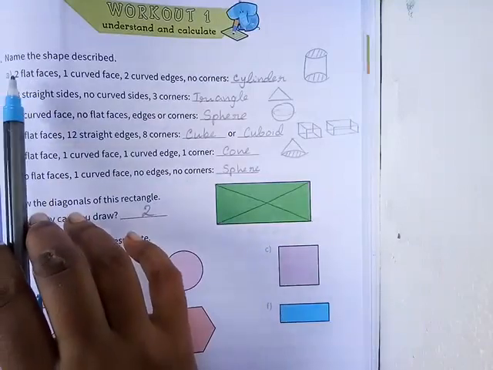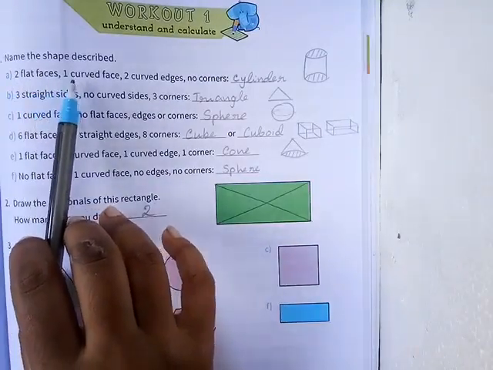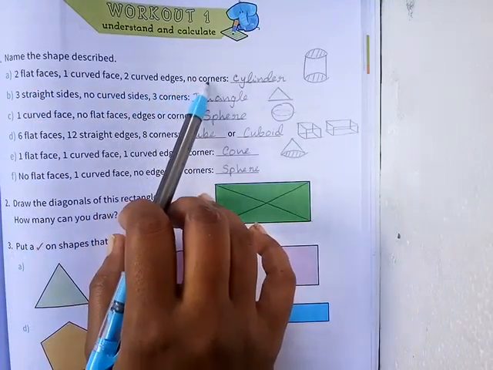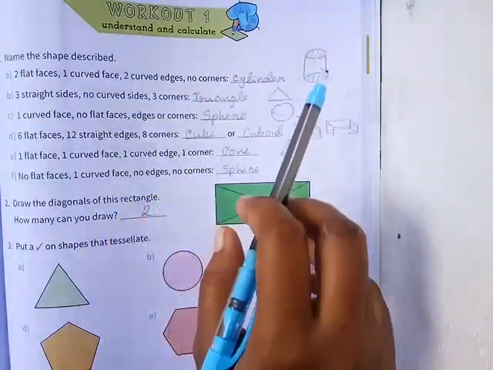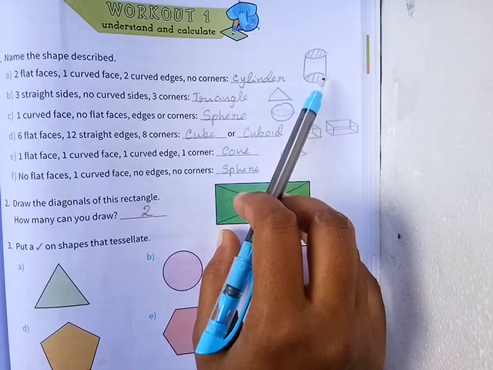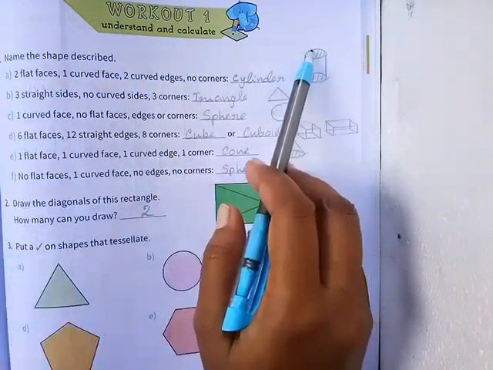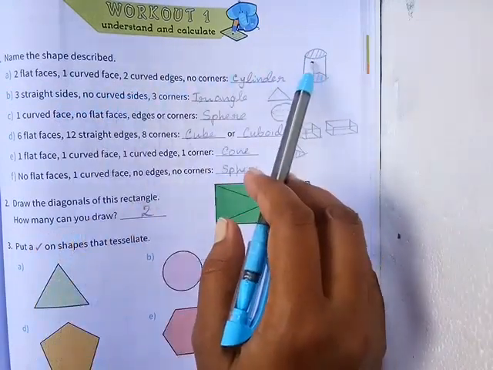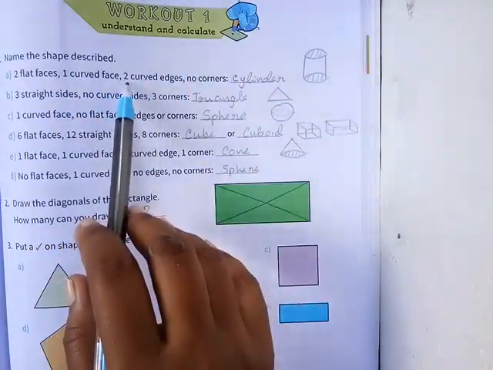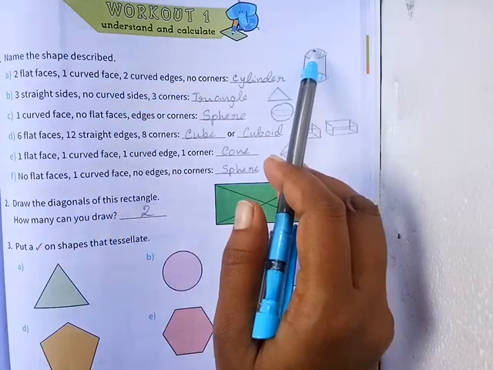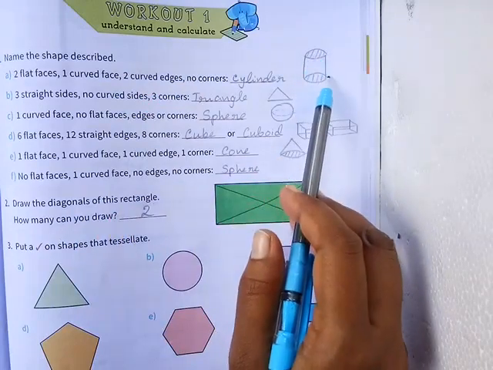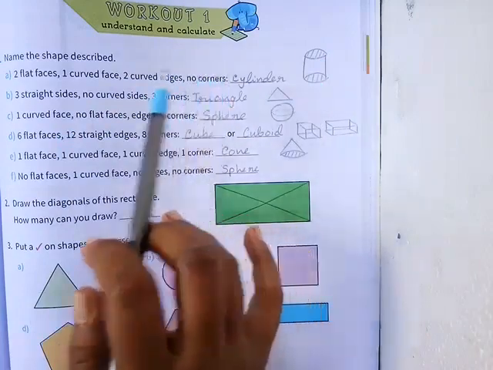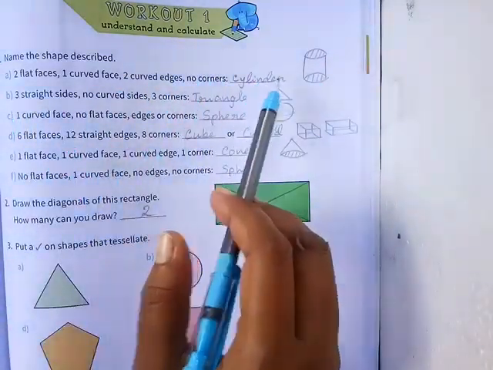Question number A. Two flat faces, one curved face, two curved edges, no corners. This is a cylinder. I have drawn a cylinder here. Two flat faces. These are two flat faces. One curved face. The remaining portion is the curved face. Two curved edges. This is one curved edge and this line is another curved edge. No corners. This is called a cylinder.